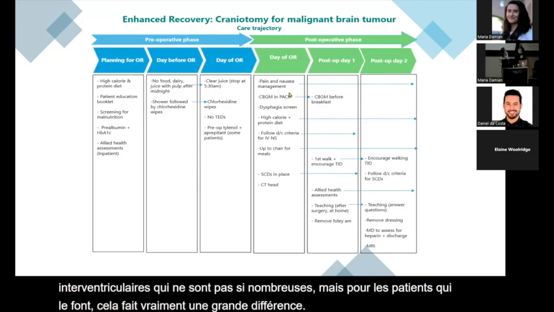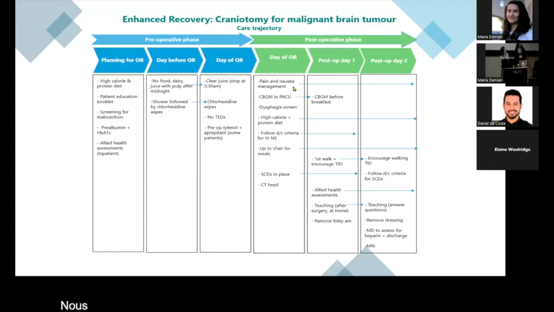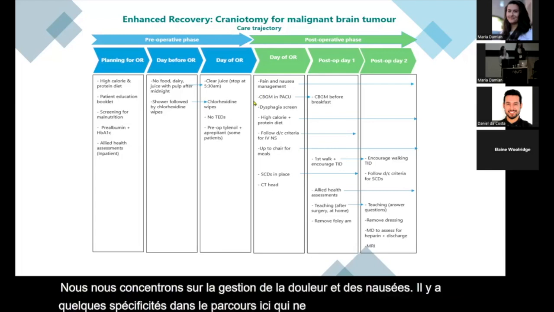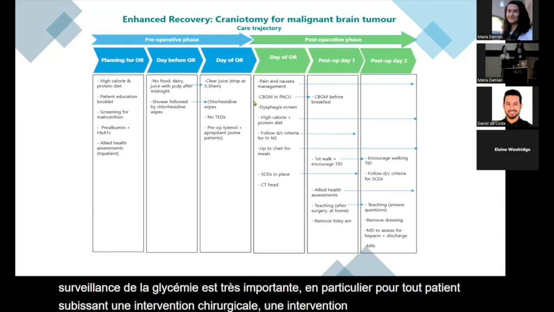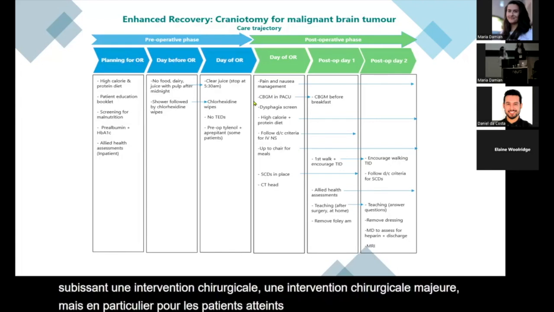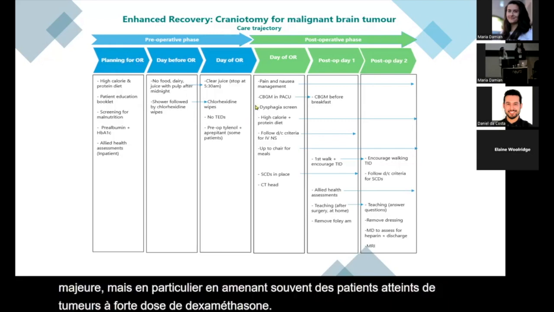So after OR, we are focusing on pain and nausea management. There's some specifics in the pathway here that I won't get into. Blood sugar monitoring is very important, specifically for any patient going through major surgery, but particularly brain tumor patients, who are often on high-dose dexamethasone. So this is a critical component.